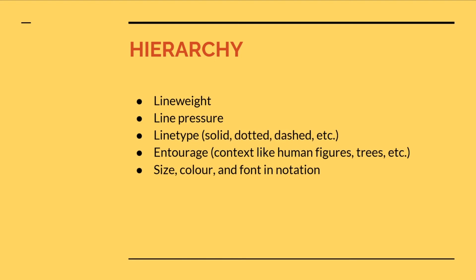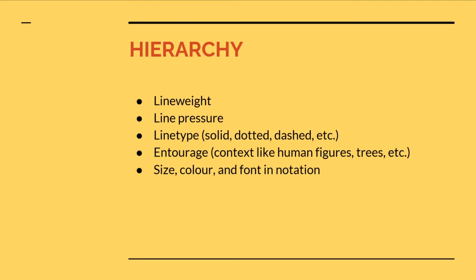And besides lines, what is also imperative to the readability of a drawing are things like entourage, so context, as well as scale, which can be used to suggest both hierarchy and program. Even in notation, so text, things like color, size, and font type all suggest hierarchy and clarity. So that's pretty much as technical as I'll get for now.